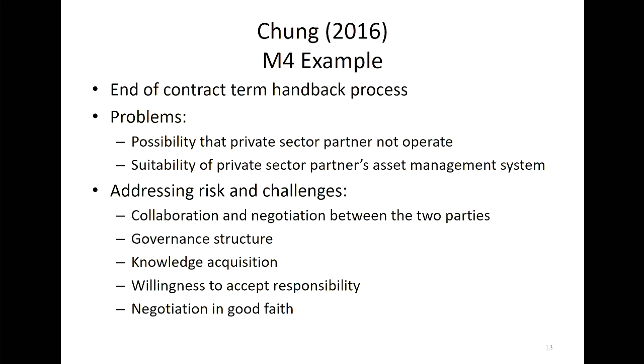So the public sector entity understands more about the issues involved and how to address them, and also their willingness to accept responsibility, and they negotiate in good faith with ethical considerations. So through all these collaborations and negotiations, they try to address the problems. So this paper is interesting in that it not only highlights the problem, but it also tries to see how the problems and issues can be addressed.